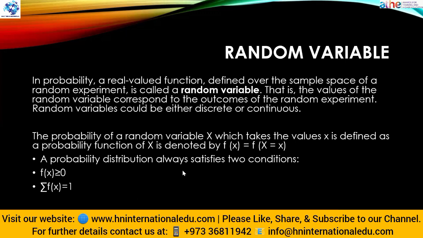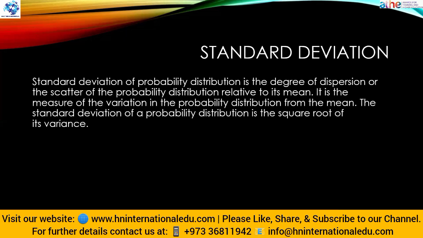A probability distribution always satisfies two conditions: f of x is greater than or equal to 0, and the sum over all x of f of x is equal to 1. Like the numbers could be between 0 and 1 only. When we are going to perform the probability distribution, it has only two possible options. F of x is greater than or equal to 0, like it cannot be less than 0. It always needs to be from 0 to 1. And for all possible values of x, the sum could be equal to 1. We cannot exceed the limit of 0 and 1.